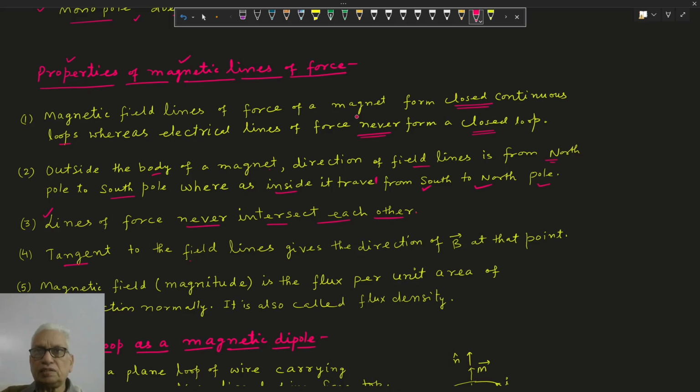The tangent at a point gives the direction of the magnetic field. So magnetic field is the flux per unit area. That is why it is sometimes called flux density. So magnetic field is also defined as flux per unit area, flux density.